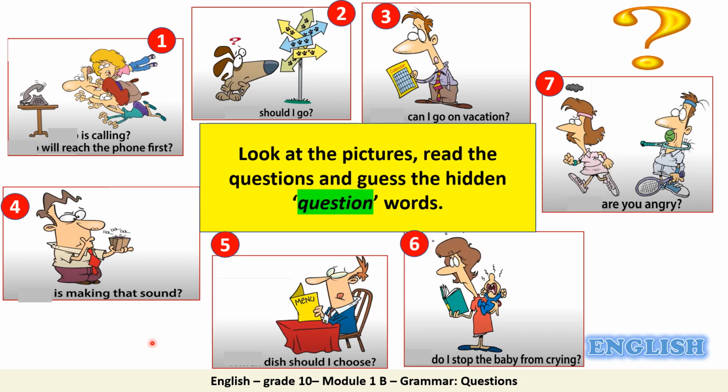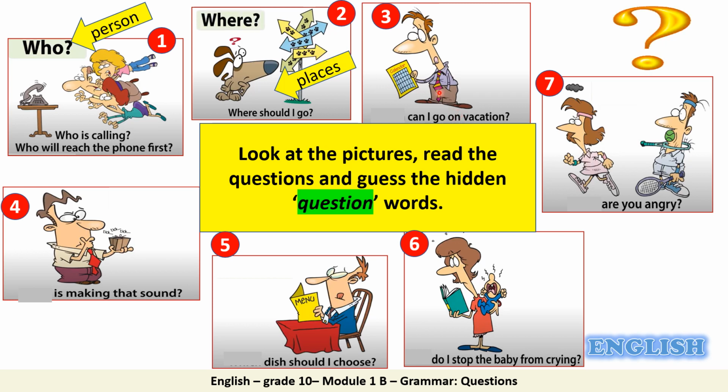Look at the pictures, read the questions, and guess the hidden question words. Picture 1. The answer is who, since it is asking about a person. Who is calling? Who will reach the phone first? Picture 2. The dog is checking for directions or places to go. Where should I go?